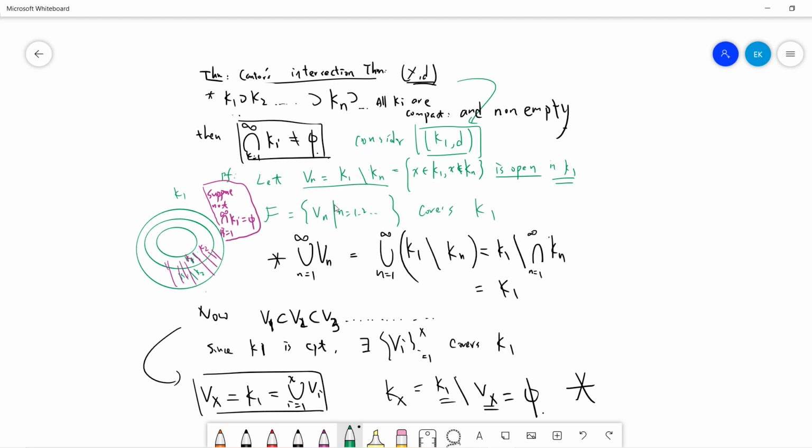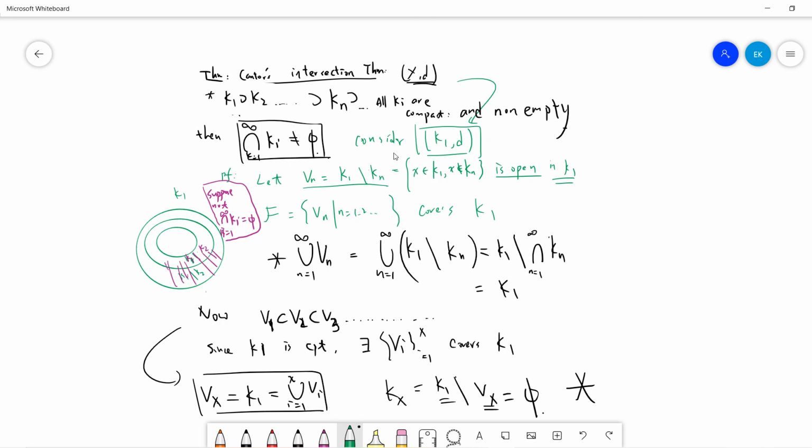Okay, but how to prove it? This kind of theorem is usually hard to prove, because we are not in n-dimensional Euclidean space, so we don't have a clear picture. All we need to do is write down everything we know in topology, and then try to use the definition.